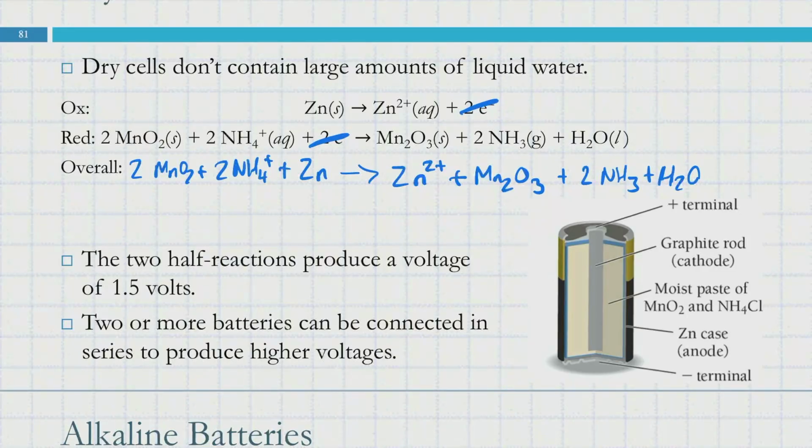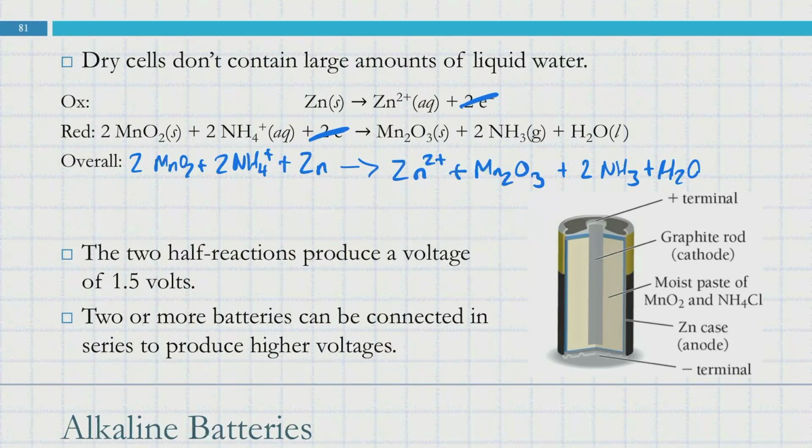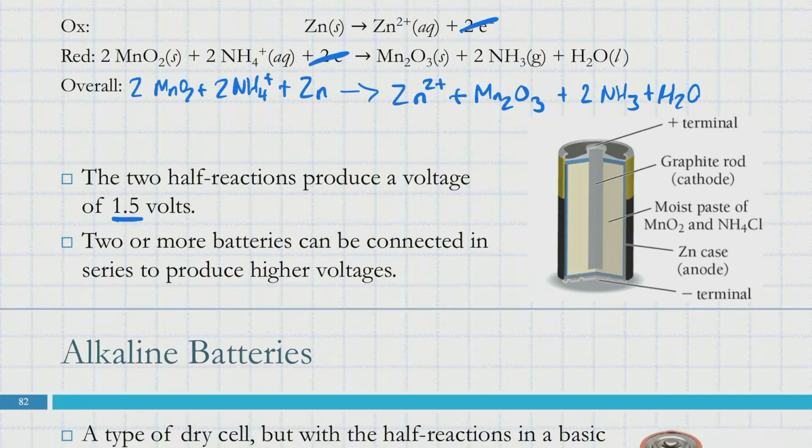And that works. These two half reactions produce a voltage of 1.5 volts, which is pretty standard battery voltage for like double and triple A batteries. I think they're primarily 1.5 volts. If you connect them in series, that produces higher voltages. So the reason you have to throw multiple batteries into devices is because they need more than 1.5 volts. So they connect them in a series to get the required voltage that they need of whatever is greater than 1.5 volts.